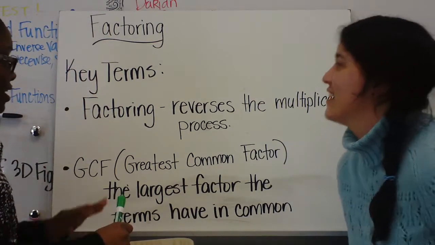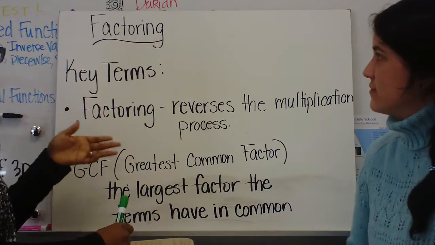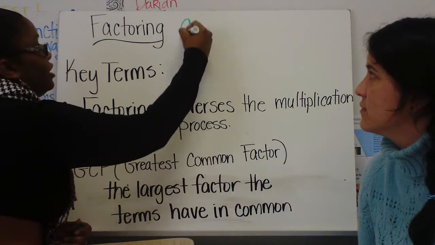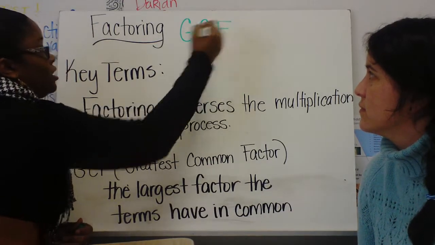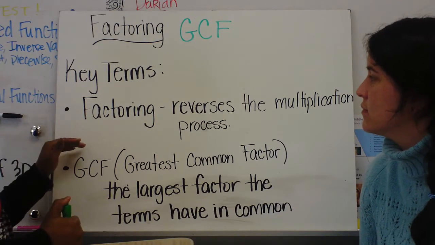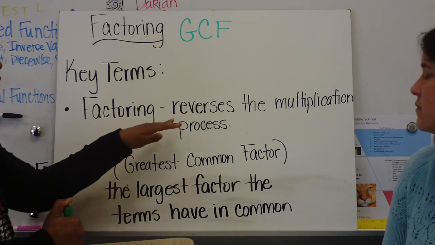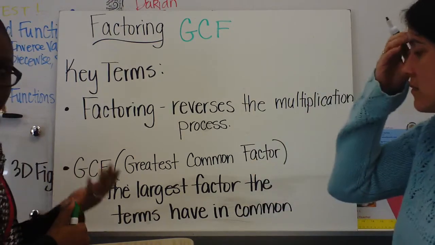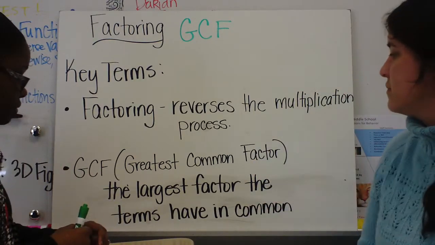We're going to do a lesson today on factoring, or start the lessons on factoring, and we're going to focus today on the GCF, finding the GCF. Key terms for this lesson are going to be factoring, and what factoring means is that you're reversing the multiplication process, and you factor polynomials, obviously.